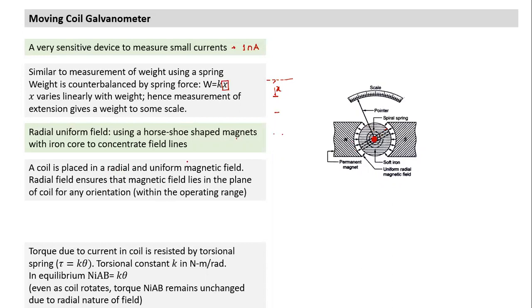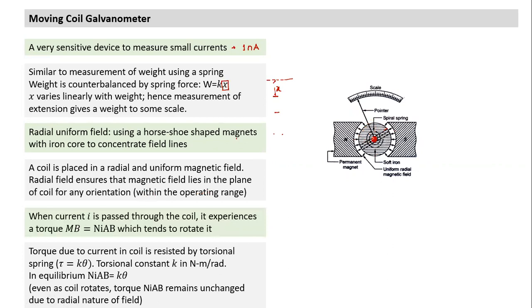So the coil is placed in a radial uniform field. The radial field ensures the magnetic field lies in the plane of the coil for any orientation within a particular range. Suppose it deflects too much, it will not be radial. There's a certain range, so up to a particular angular rotation the fields are radial, and within that this condition will apply, which is called the operating range.